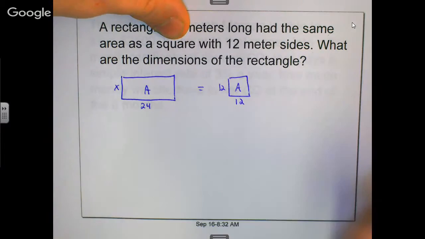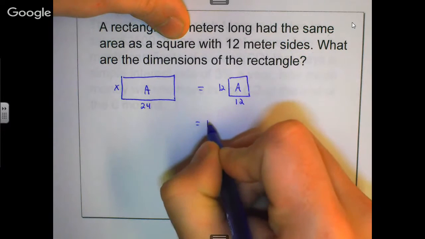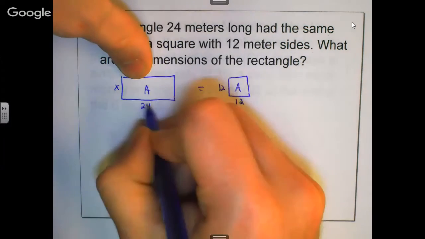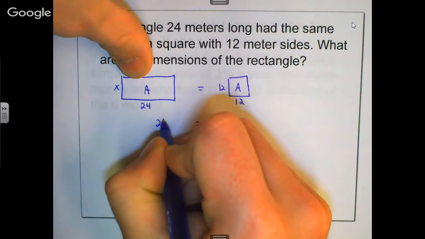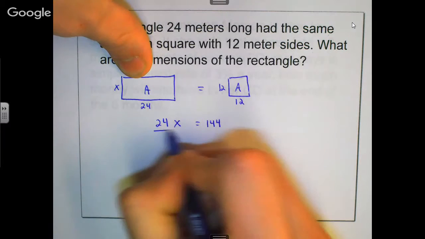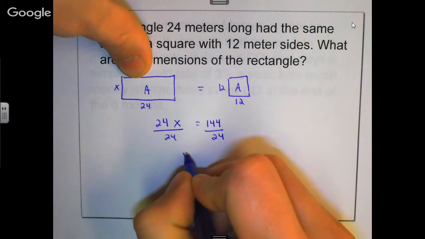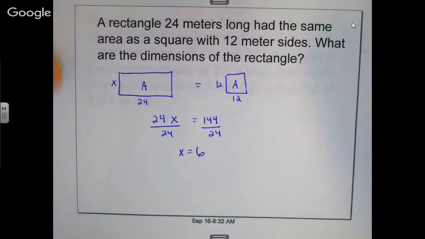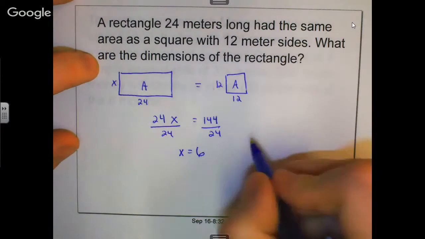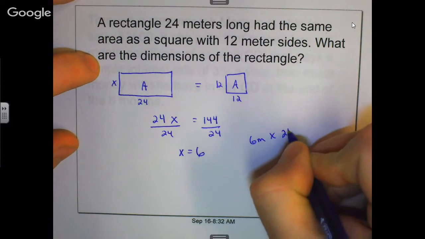So here's my equation. We'll say 12 times 12 is 144. That's the area of the square. The area of this rectangle will be 24 times x, which is 24x. Divide by 24. Divide by 24. X equals 6. Then it says, what are the dimensions of the rectangle? Well, the rectangle is 6 meters by 24 meters.